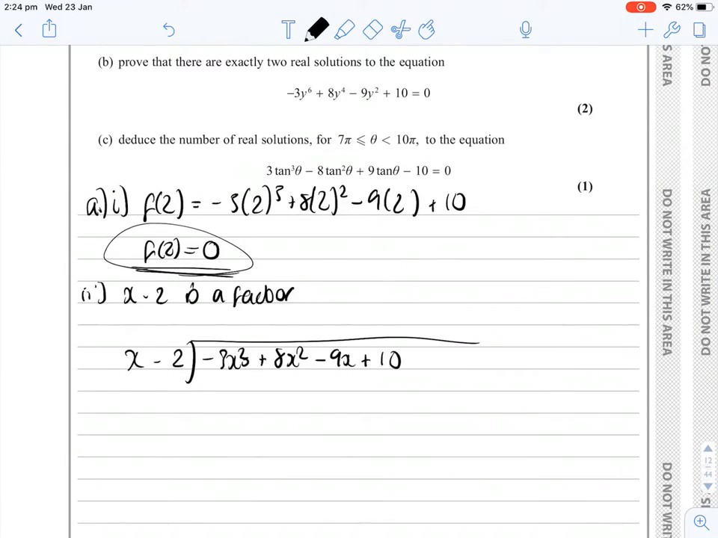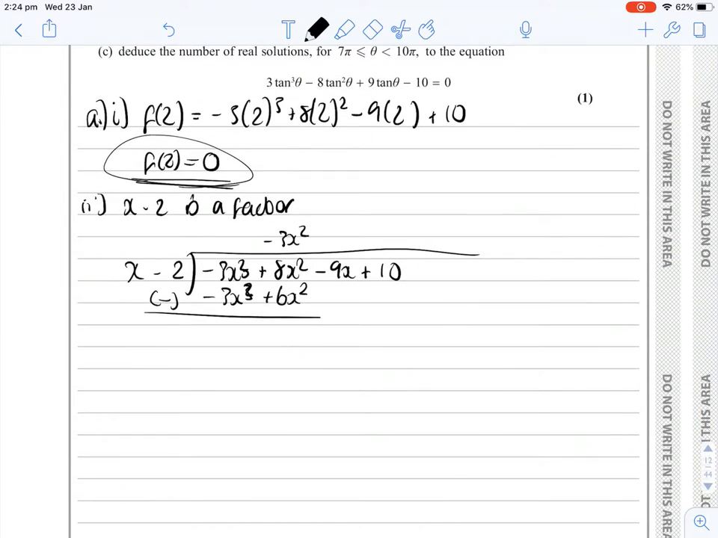So minus 3x cubed divided by x is going to be minus 3x squared. Minus 3x squared times x, minus 3x cubed, sorry. Minus 3x squared times minus 2, plus 6x squared. We do our subtraction, we get 0, and then we get 2x squared, bring down the minus 9x.